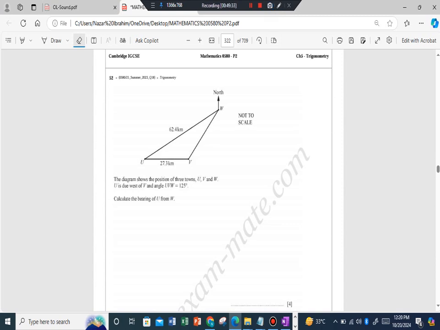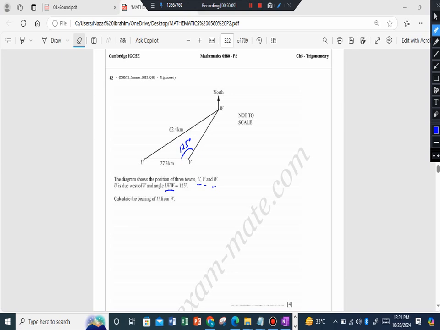Here in this question, we have a triangle. Two sides UW, UV are known. Basically, these are three towns, U, V, and W. U is due west of V, and angle UVW. Whenever the angle is written like this, the letter in the middle is where the angle is forming. So this is 125. Calculate the bearing of U from W.